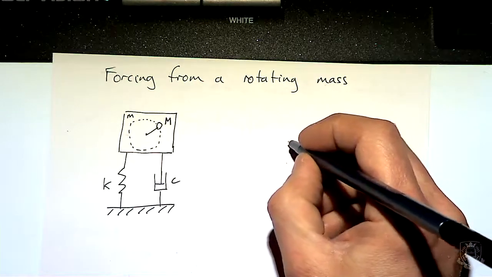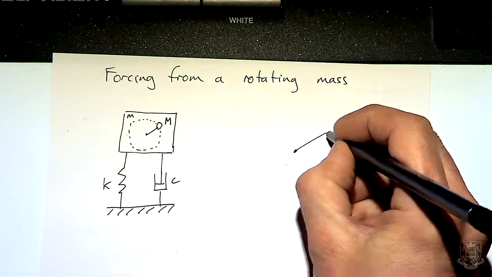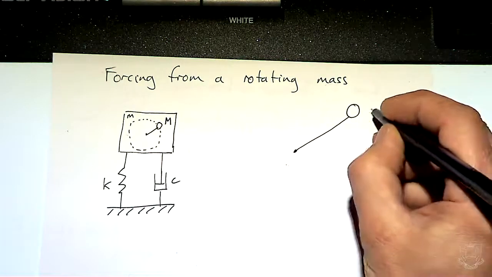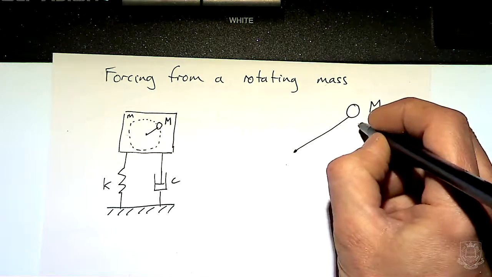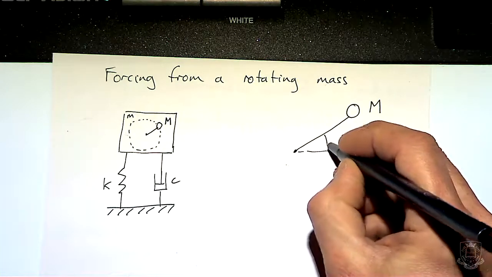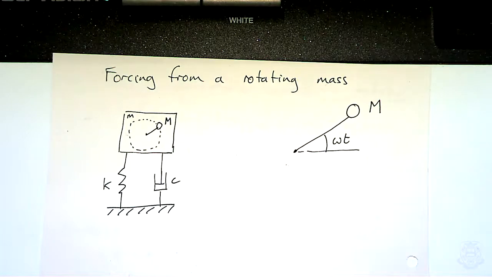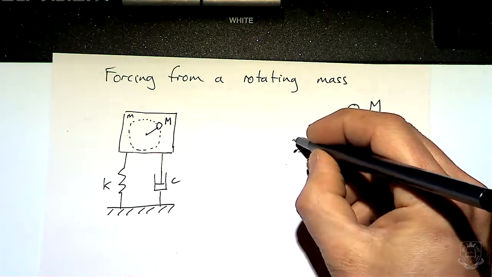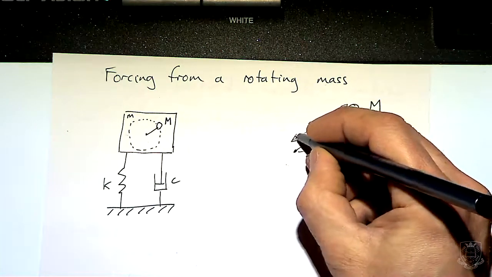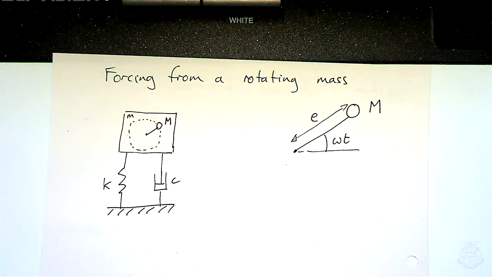So there's a couple of other details to think about. If we think about what's happening on this rotating mass, which we're calling capital M, it's rotating with an angle omega t, which means it's going round and round at frequency omega. Omega t makes this angle, if you like. We're going to call the length here small e.